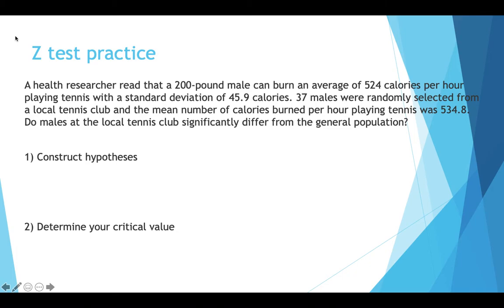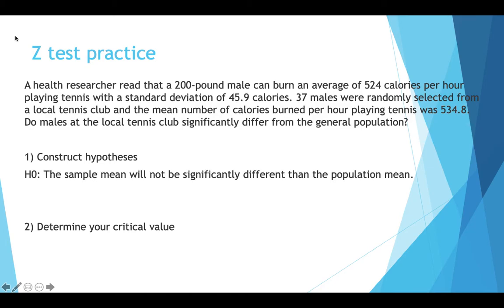Let's take a look at another. A health researcher read that a 200-pound male can burn an average of 524 calories per hour playing tennis, with a standard deviation of 45.9 calories. 37 males were randomly selected from a local tennis club, and the mean number of calories burned per hour playing tennis was 534.8. Do males at the local tennis club significantly differ from the general population?